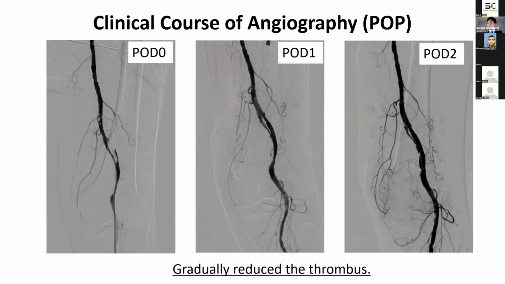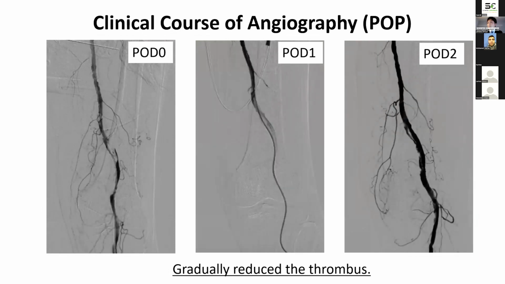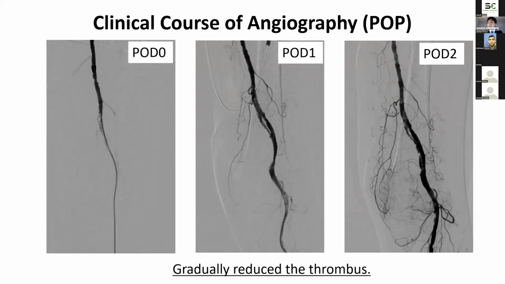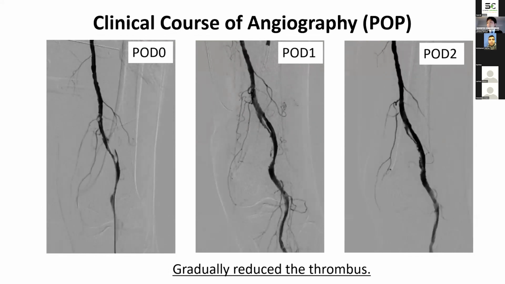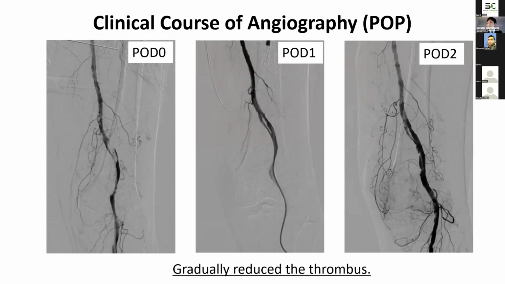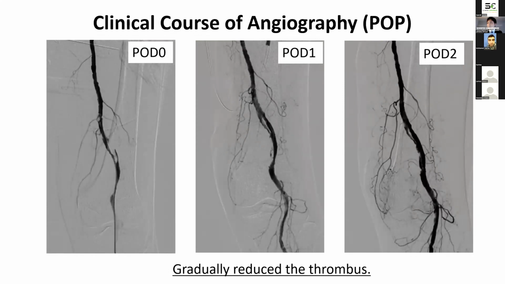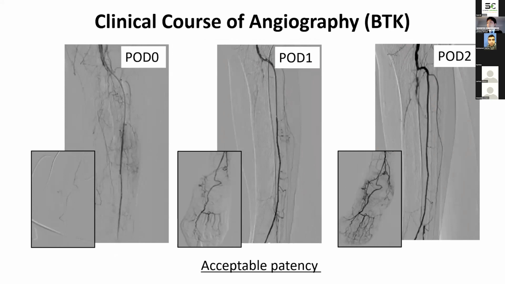This is the clinical course of angiography. The angiogram showed a gradual reduction of the thrombus. On POD 2, the guide extension catheter was removed. A little thrombus can be observed, but the result was acceptable. The blood flow of the BTK arteries was also improved gradually. On POD 2, the angiogram showed an acceptable patency, especially ATA gained a good flow.